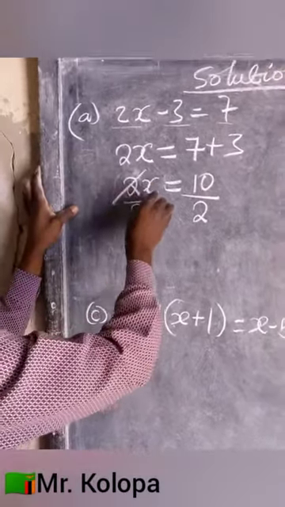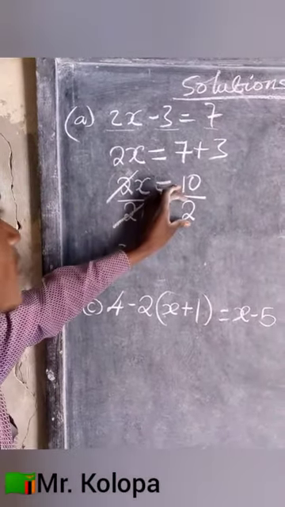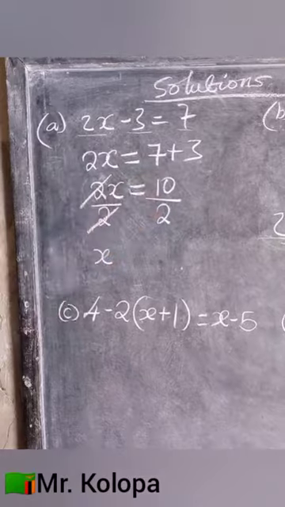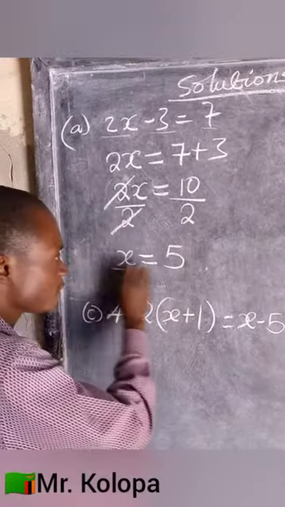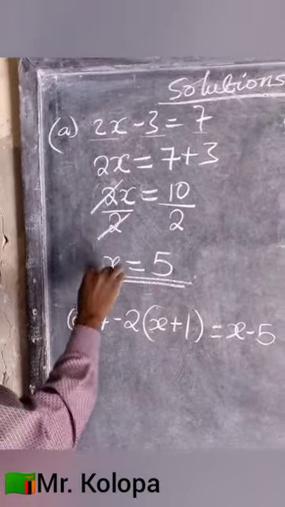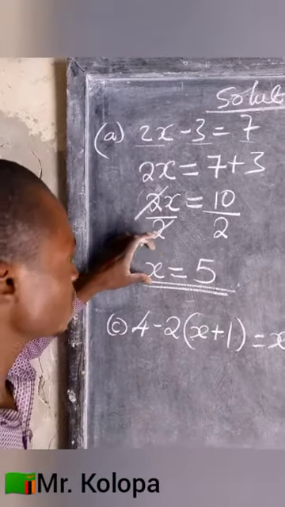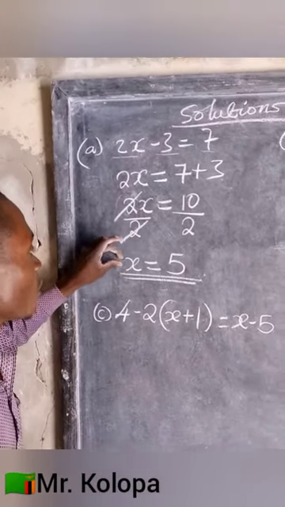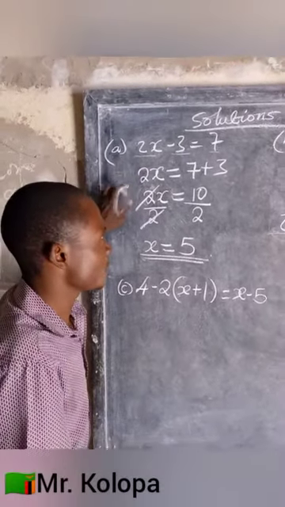Then we cancel this, we cancel that. We are going to have the x, then you divide that into that. We are going to have the 5. This is the final answer. You should make sure that the coefficient there is positive 1. Always, the coefficient of the variable that you are solving is supposed to be positive 1. So this is how you are supposed to answer.